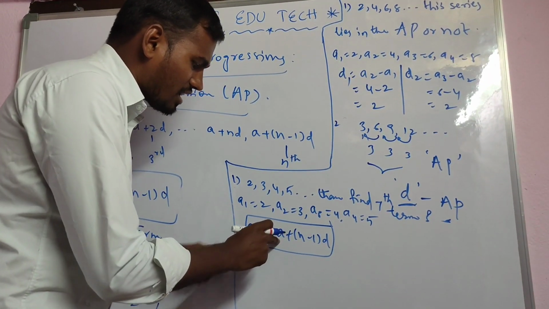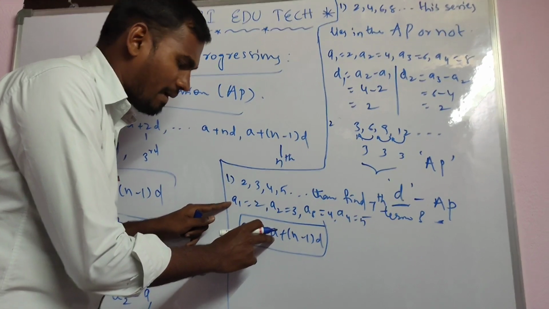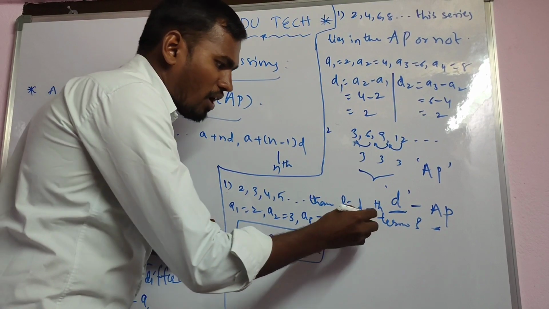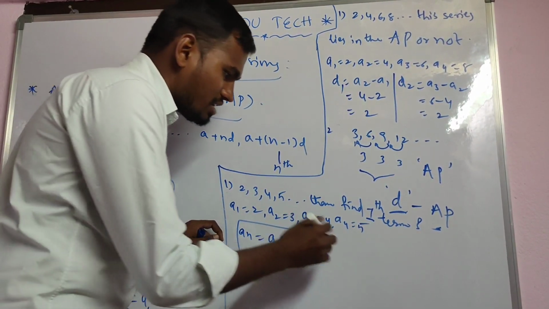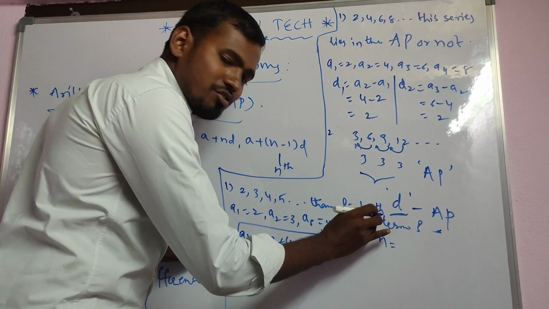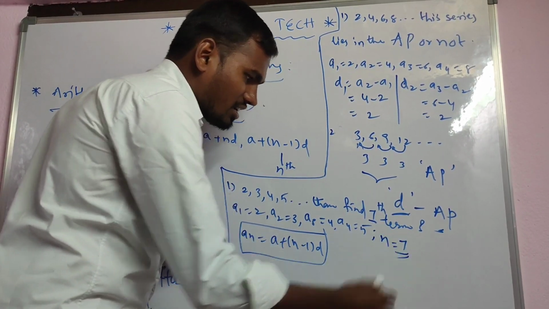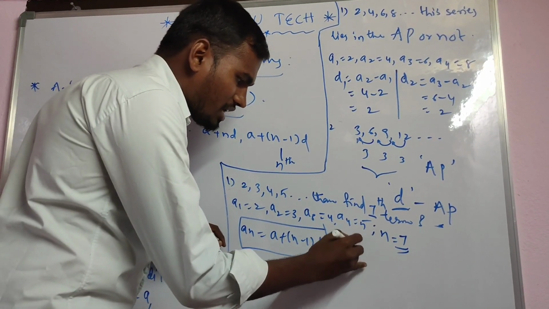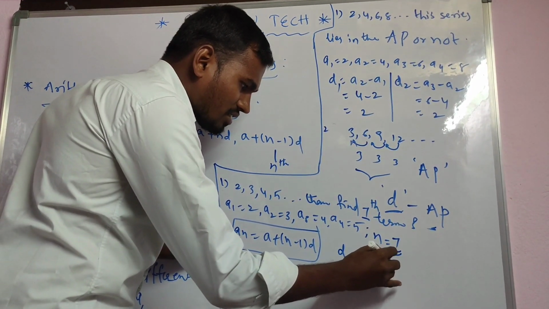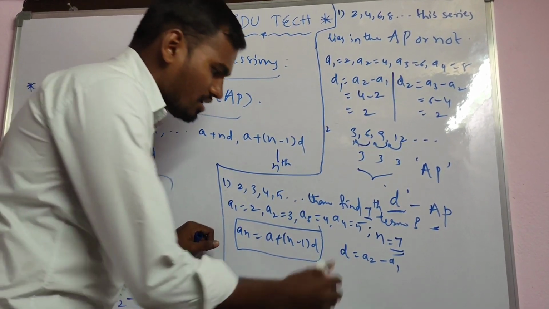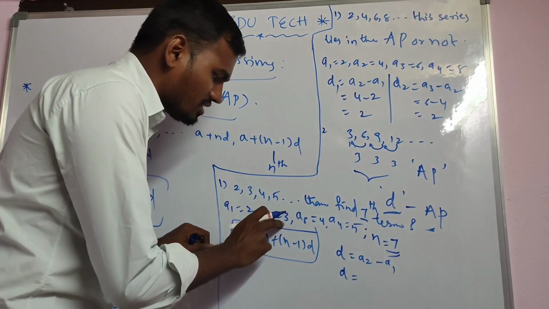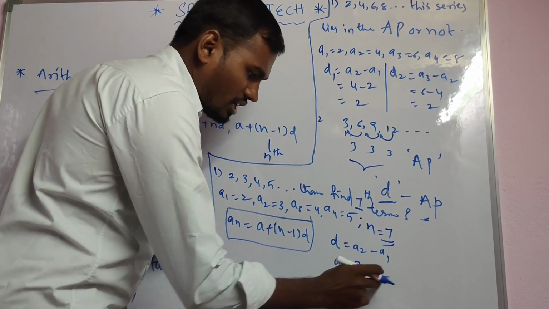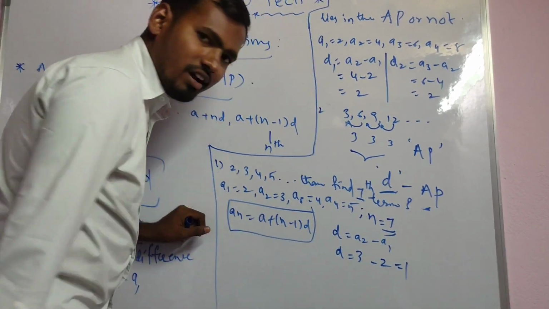Let's see, in this, you know already A1 means a, the first term, that is 2. N means which term we have to find. We are finding the 7th term, so n is equal to 7. Then we have to find d. D means A2 minus A1. So d is equal to 3 minus 2, which is 1.